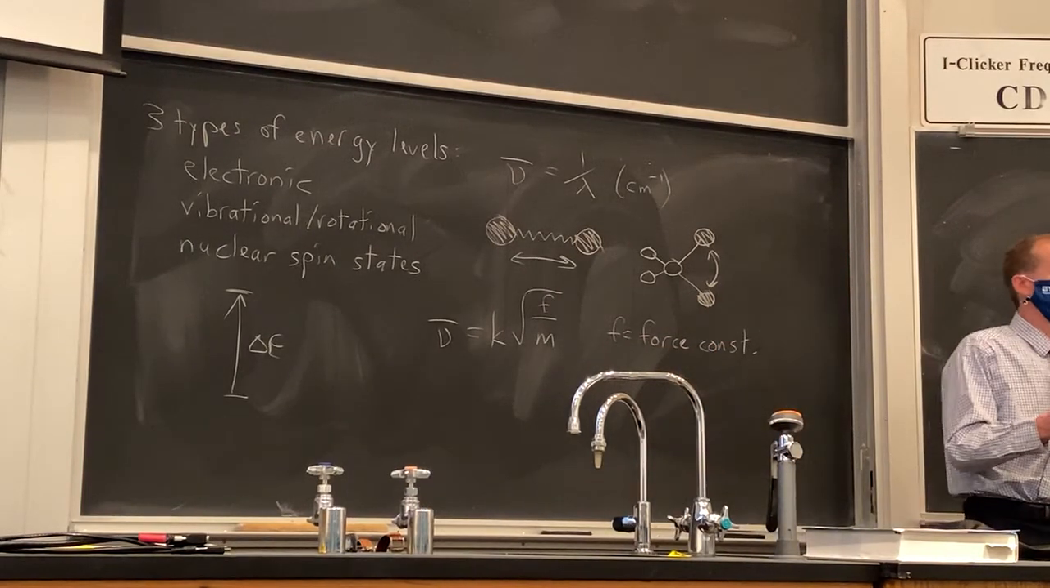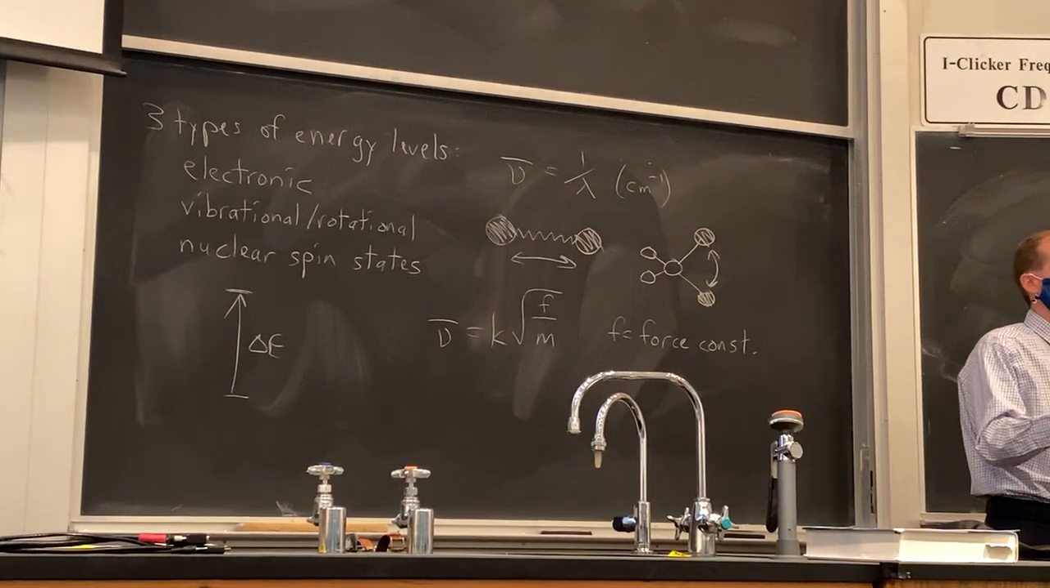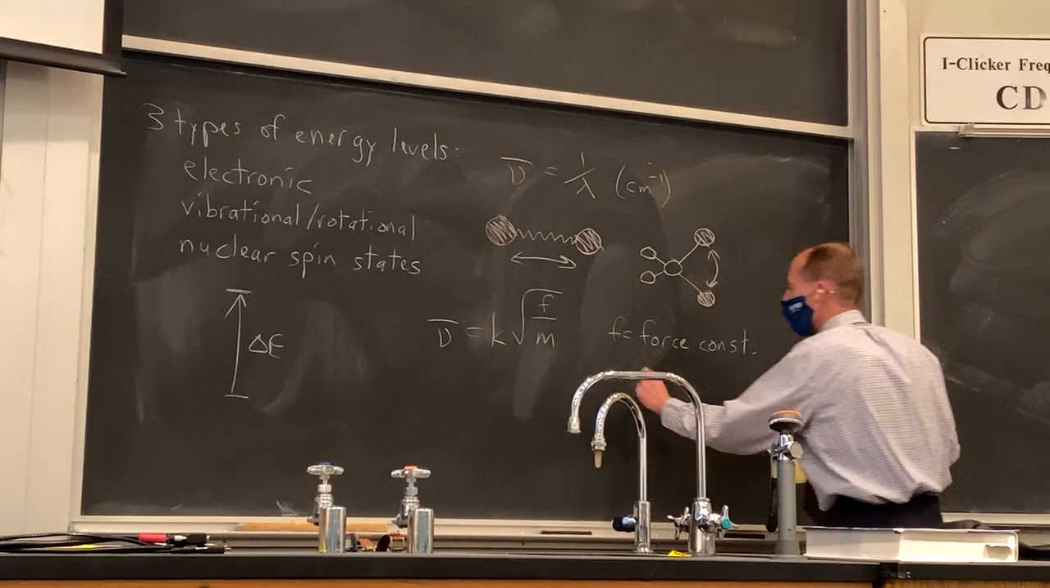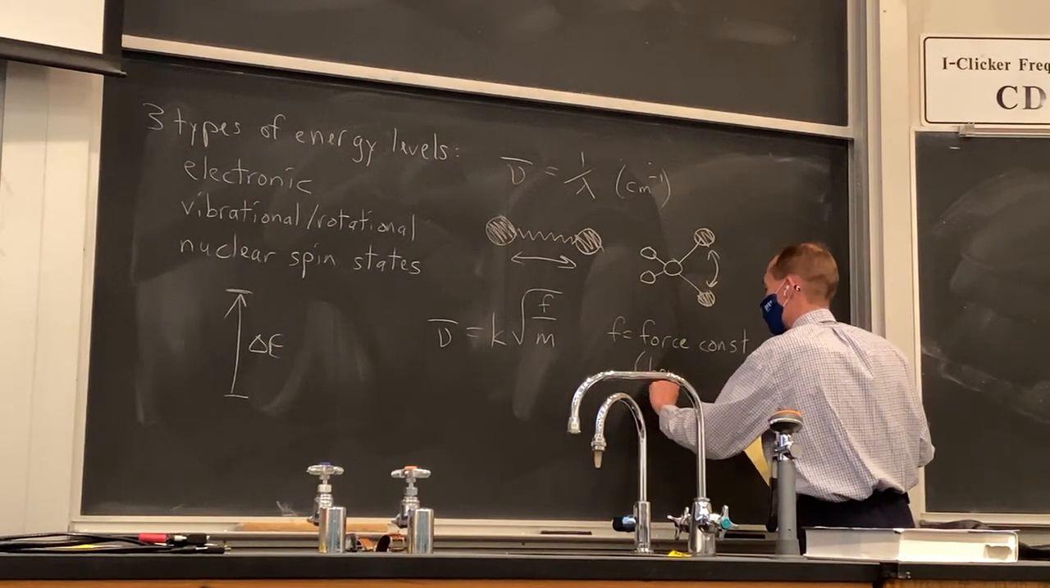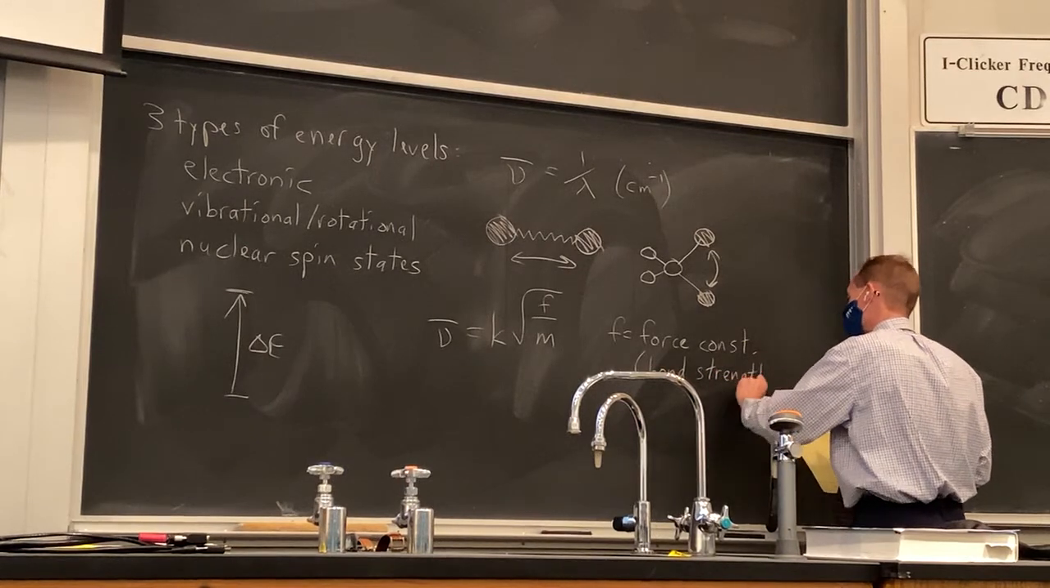And that is a measure of the stiffness of the spring. If we translate that into chemistry terms, that's going to be a measure of the strength of the bond. A stronger bond is going to have a higher value of F. A weaker bond is going to have a smaller value of F. So that's going to be directly proportional to bond strength.